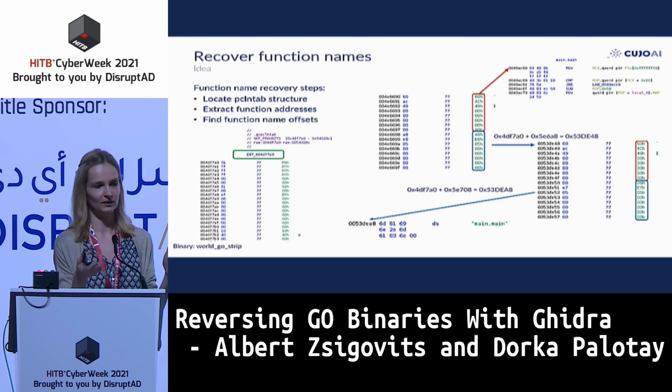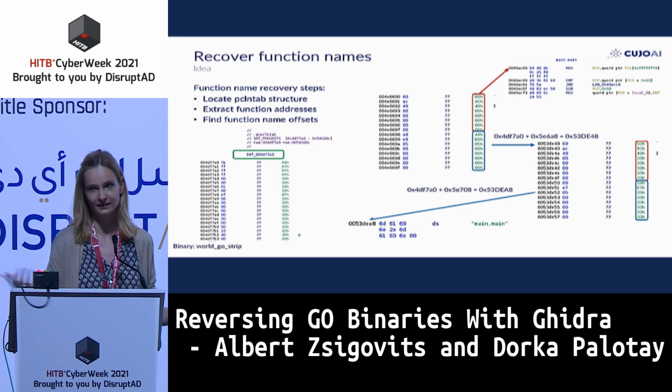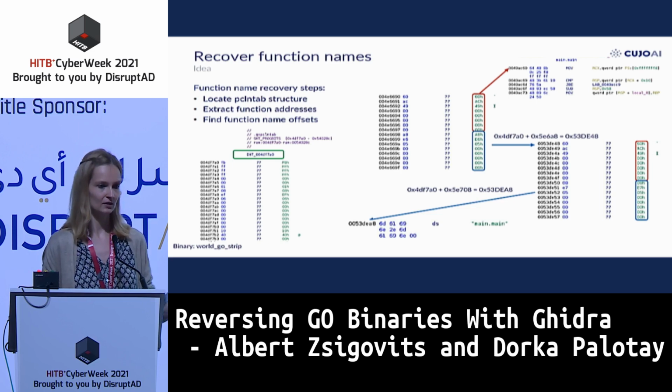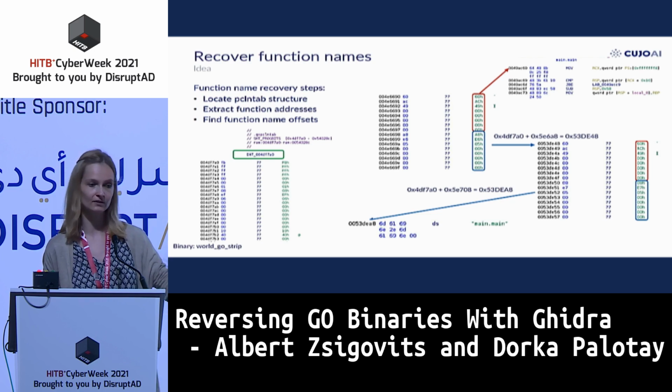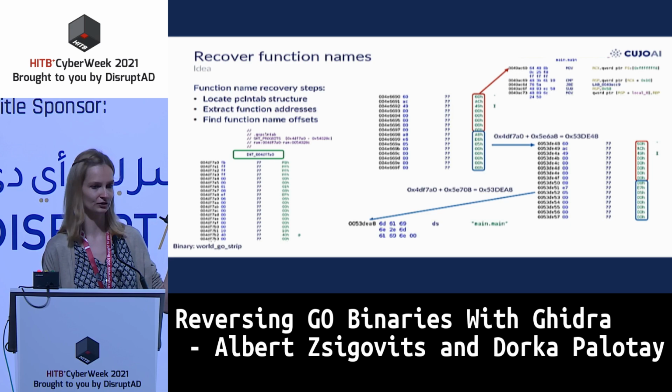Here on one example, I just want to demonstrate the steps. So the idea is to find this PCLN tab structure, extract the function address, and then find the function name offset. And then you can just basically recover your function names. So here, if someone is interested, you can go through every step. We calculated it here. So first you find the PCLN tab, and then in here there is the function address.